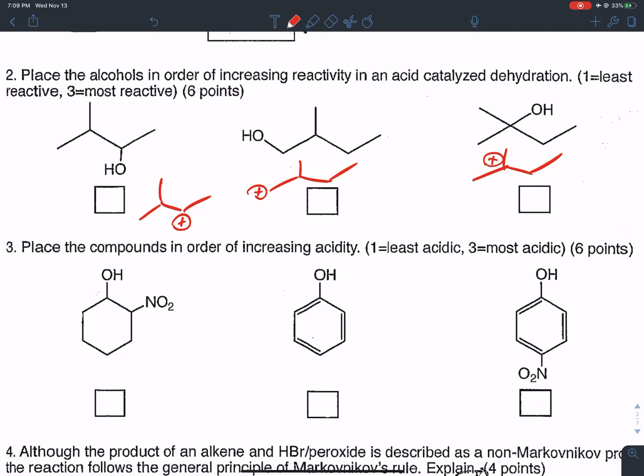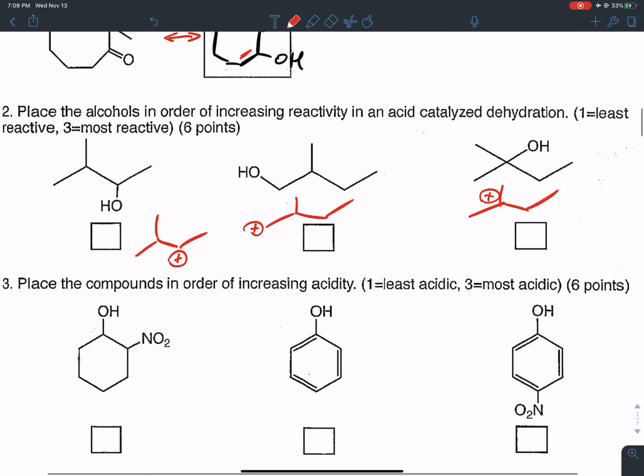The one on the far right, exactly. The one on the right is a tertiary carbocation. And remember, stability increases as substitution increases. So a tertiary carbocation is far more stable.